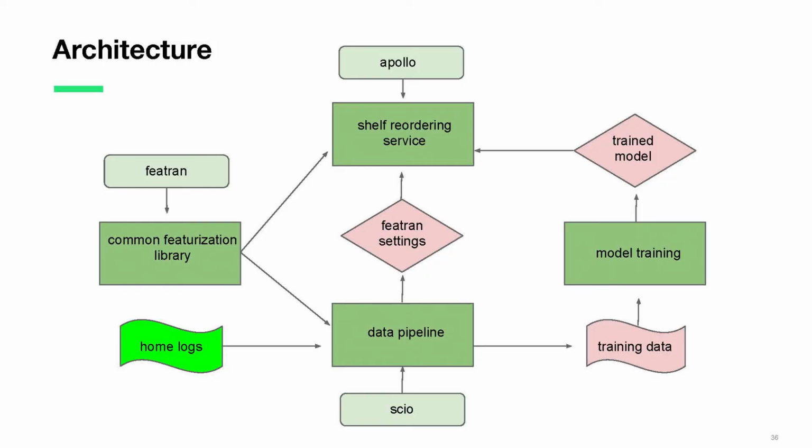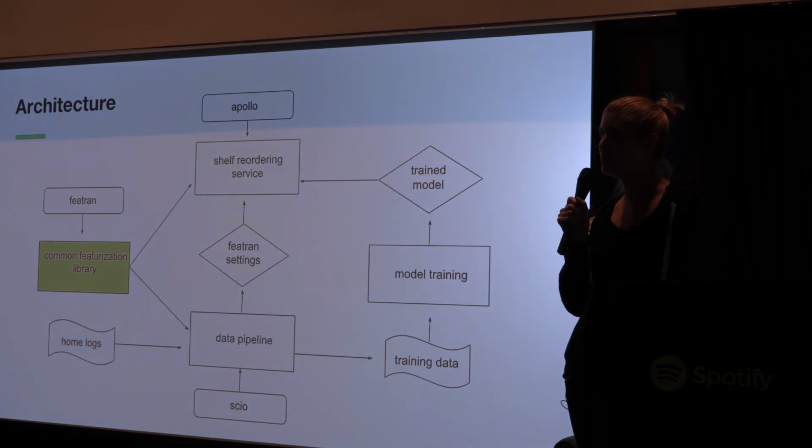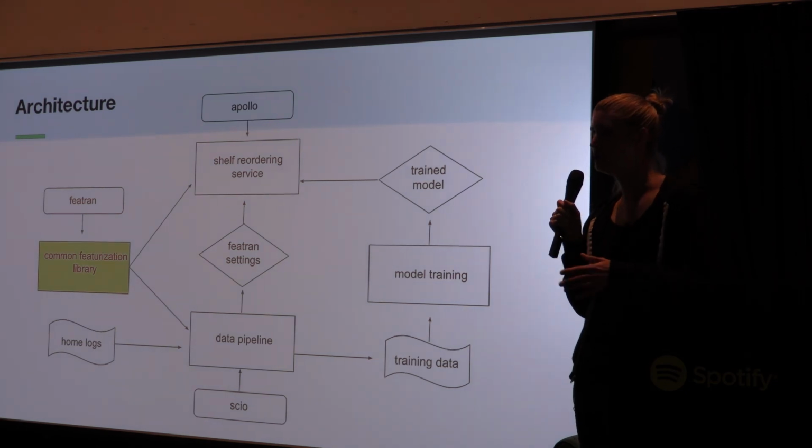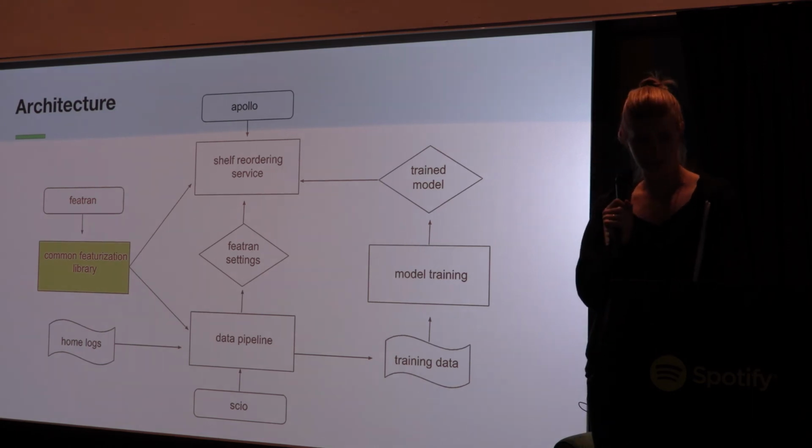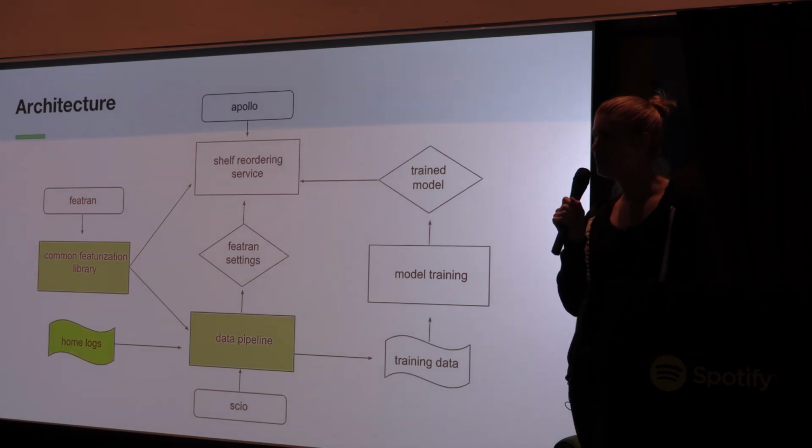OK, so again, let's just go through this architecture one more time. We started off with defining that common featurization library that made it really easy to use Featran in both a SHIO data pipeline and a Java Apollo service. From there, we ran our data pipeline on historical home logs. We got from that both the Featran settings and the training data.